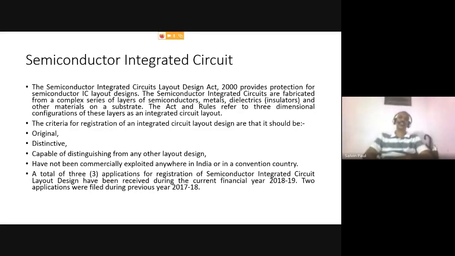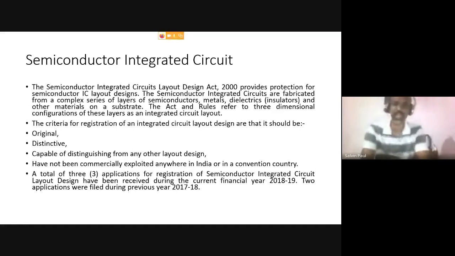Semiconductor integrated circuits are another species under intellectual property rights. But India has a very, very sad and poor application record in this. Semiconductor integrated circuits are fabricated from a complex series of layers of semiconductors, metals, dielectrics, and other materials on a substrate. The Act and rules refer to the three-dimensional configuration of these layers as an integrated circuit layout.